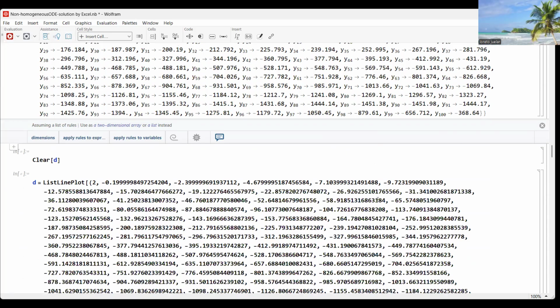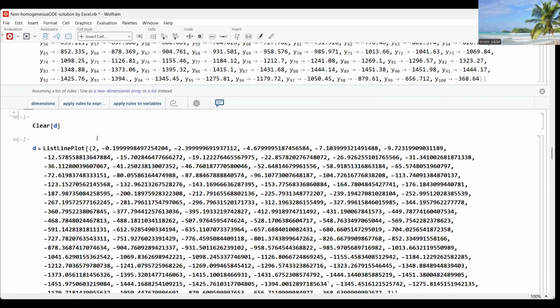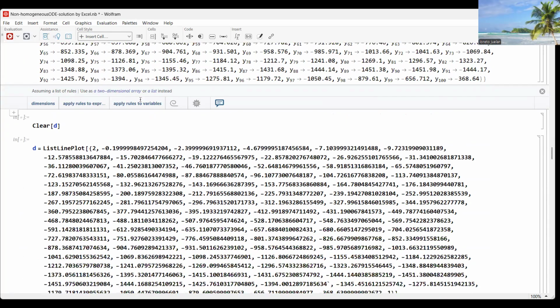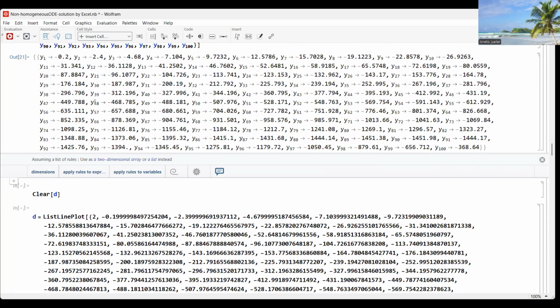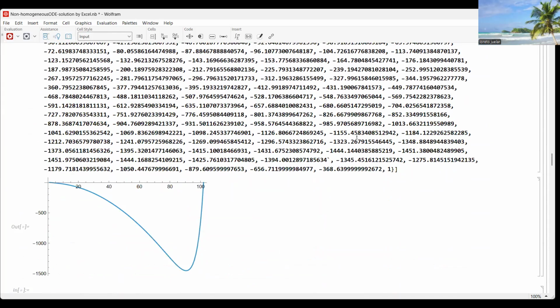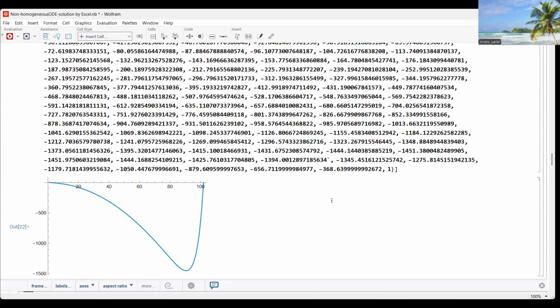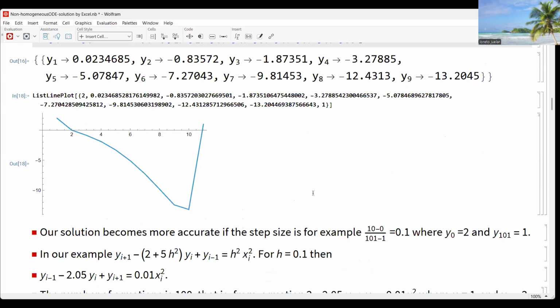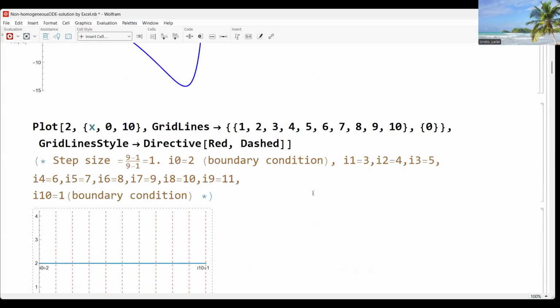Okay. Then we have the ListLinePlot of all the solutions here. So copy paste all the solutions here. What we have here is the ListLinePlot. So our ListLinePlot here looks like the solutions of Mathematica. So this is the solution by Mathematica.